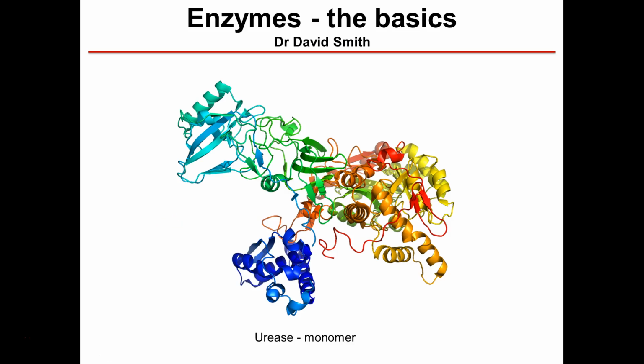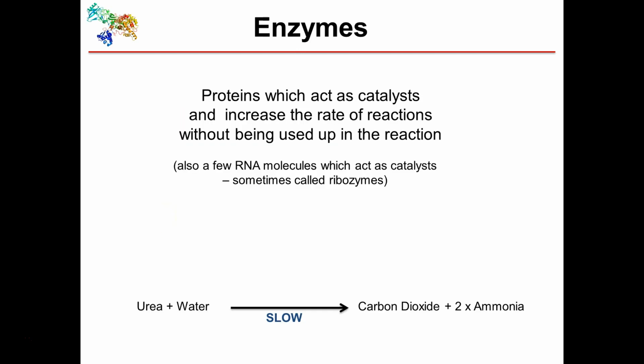This little video will cover the basics of enzymes and some of the nomenclature that you will need to know. So, what are enzymes? Well, enzymes are catalysts, and a catalyst is something that is able to speed up the rate of a reaction without itself being used up. So they're proteins that make reactions go faster.